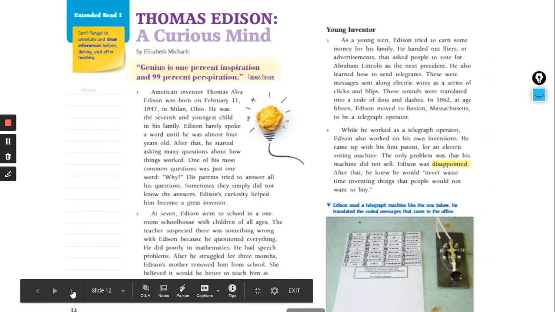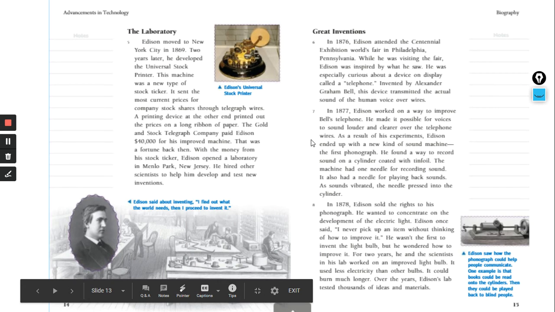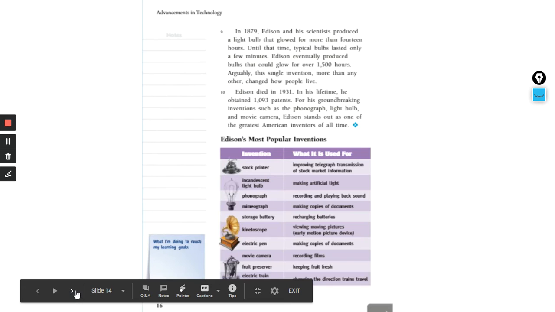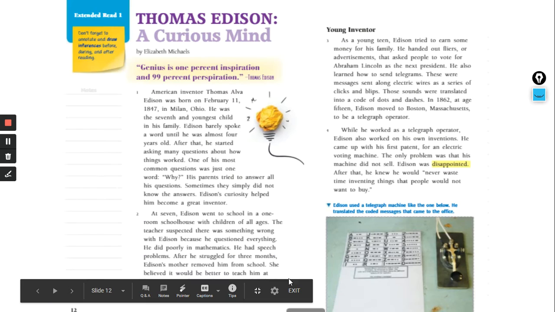Okay, but I want you to use some of these text features. Now remember, I don't want you to go through and reread this whole article. That's not the point of this lesson. The point of this lesson is using those text features that this article has.